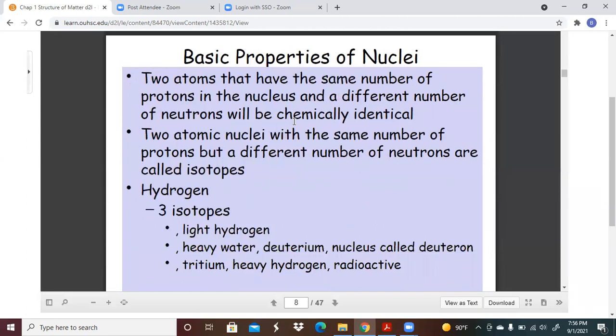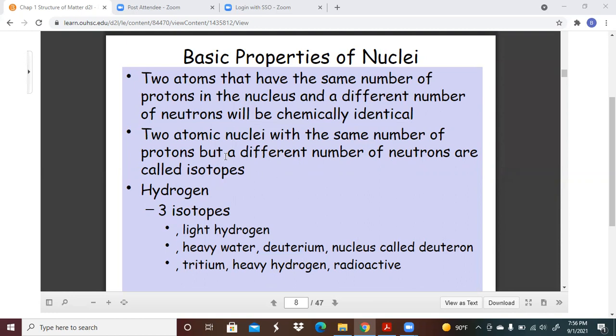So, basic properties of nuclei. All right, so two atoms that have the same number of protons in the nucleus and a different number of neutrons will be chemically identical. In other words, carbon 12, carbon 13, carbon 14, they all have the same number of protons, but the number of neutrons is going to differ for each of those atoms I specified.